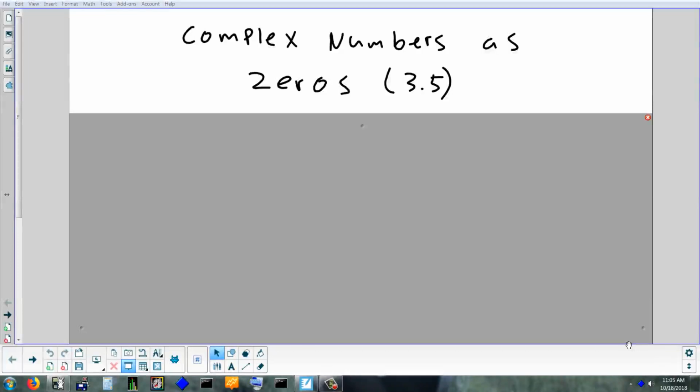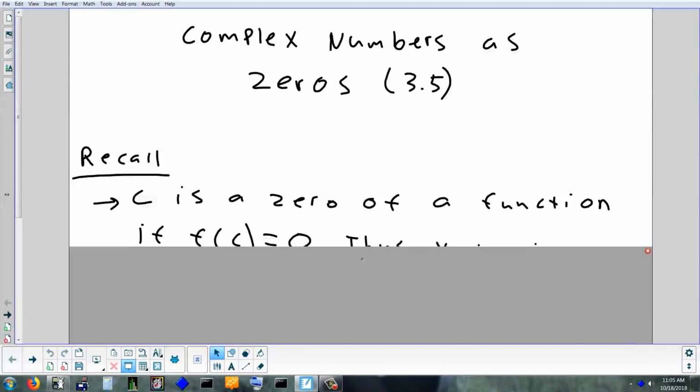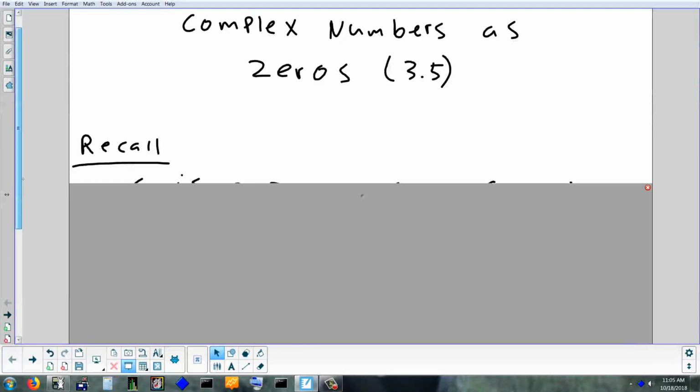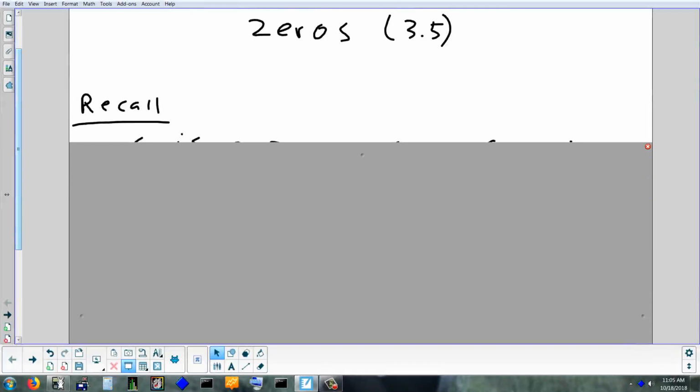Okay, so last section we'll look at this week is 3-5. So we'll start off with a quick review of complex numbers and just a couple reminders about some things we've already said, but still important.